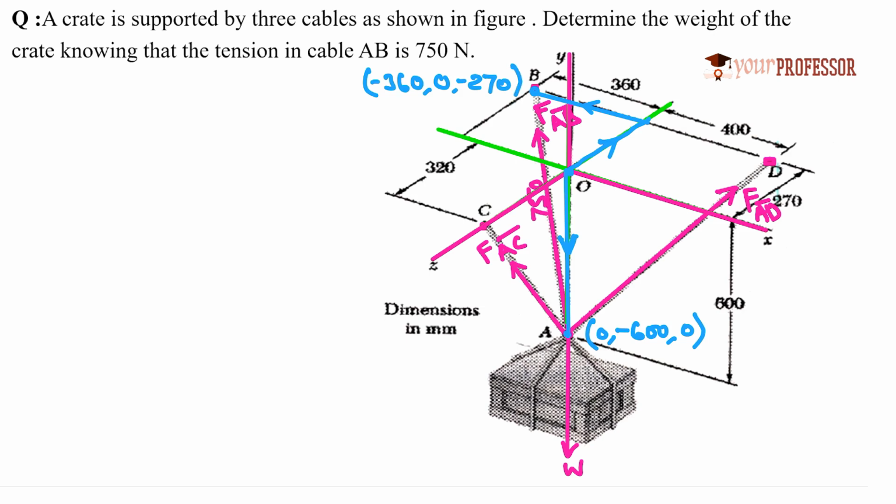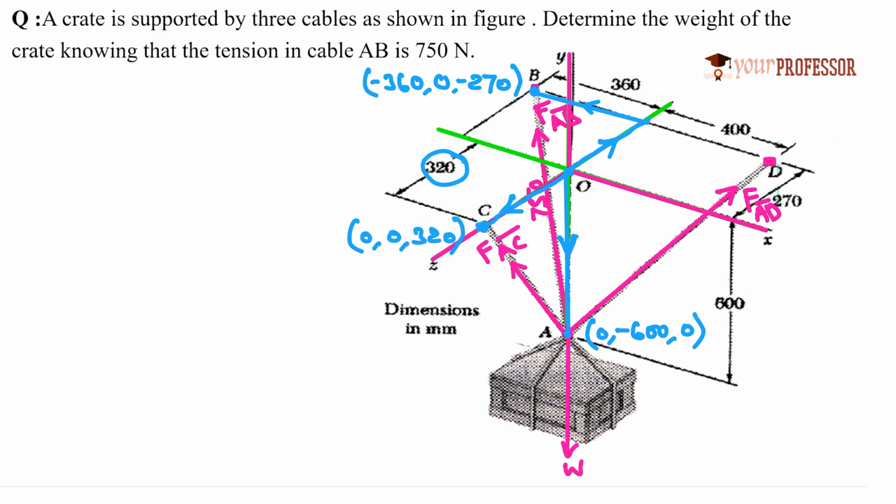Let's find the coordinates of C. From origin travel in this direction to reach point C. If you observe, I didn't travel along x direction, so x coordinate will be 0, and I didn't travel along y direction, y coordinate will be 0, and I have traveled a distance of 320 in z direction. Therefore z coordinate will be 320.